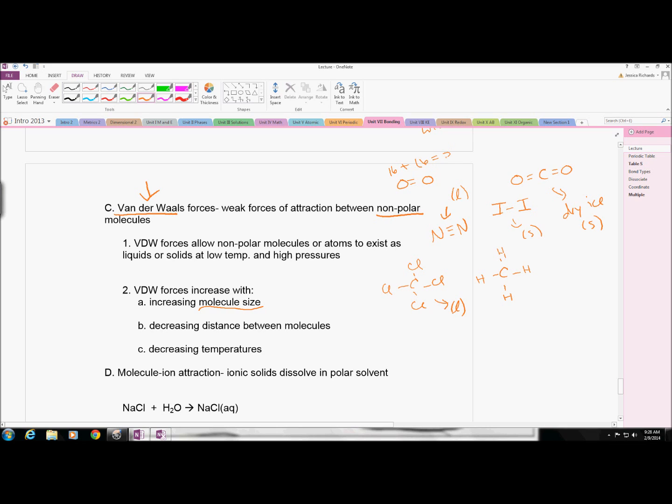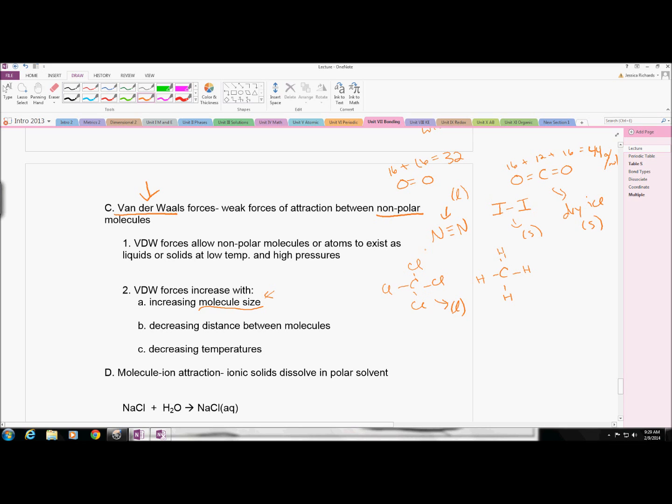Pure oxygen has a gram formula mass of 32. Carbon dioxide is going to be 32 and 12, 44. So we're talking about their gram formula mass. The higher the gram formula mass, the more likely you are to see it as a liquid or a solid.